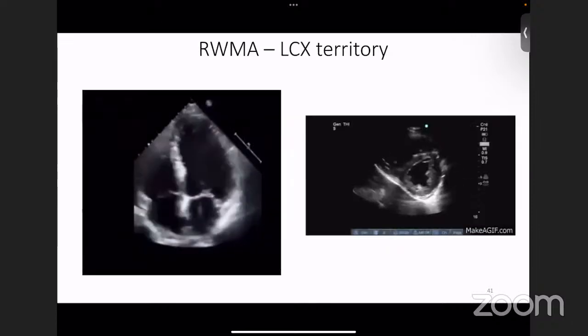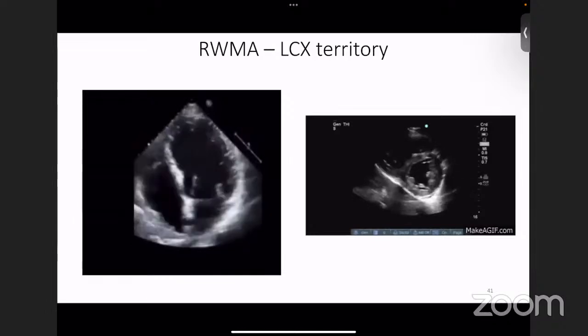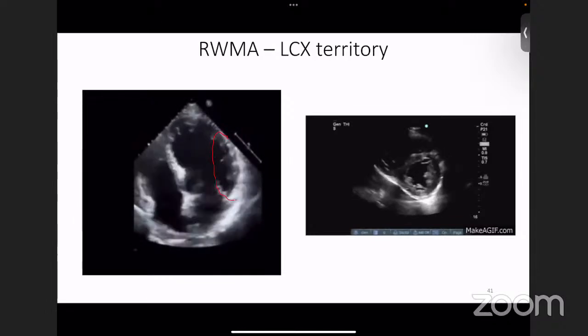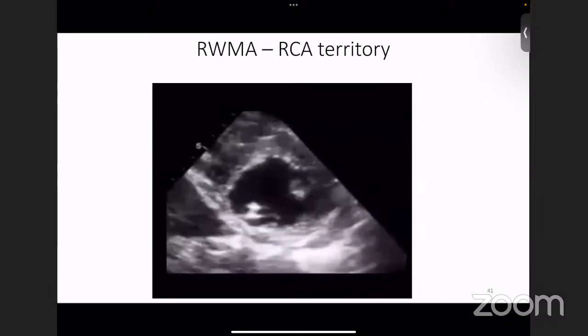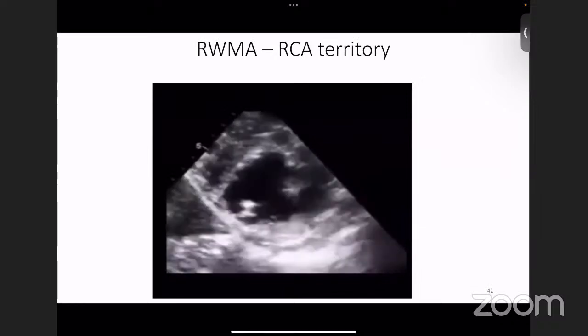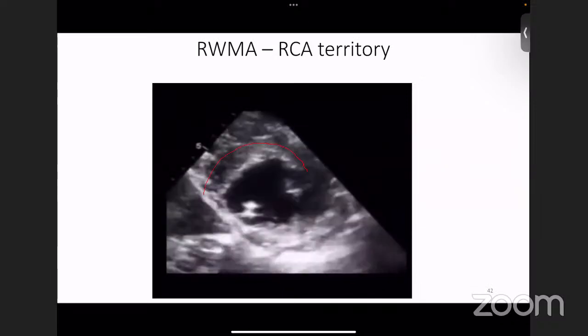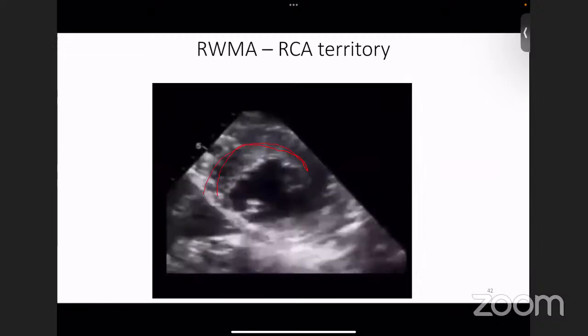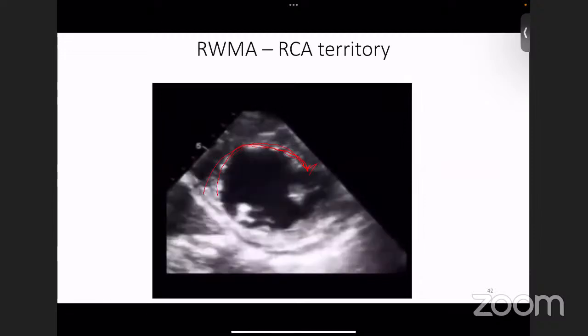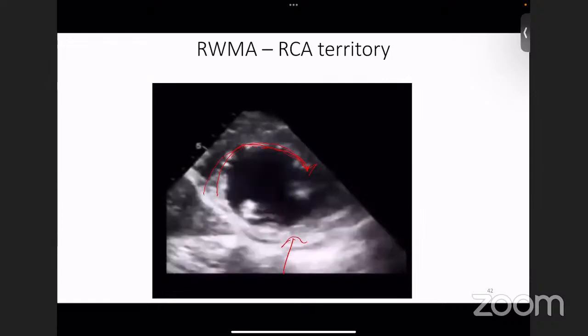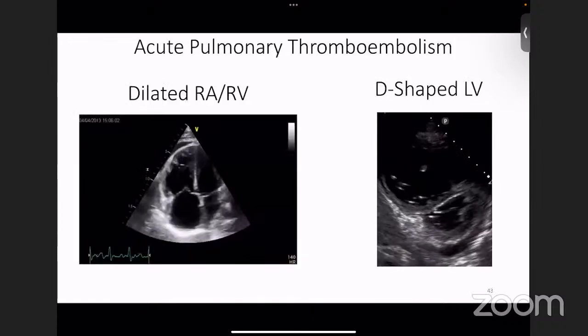Then this is a circumflex. See here, the lateral wall is not moving. There is a regional wall abnormality of the lateral wall, and similarly here, the anterior septum is moving and the inferior is moving, but the lateral wall is not moving. So that is the LCX territory, and this is the inferior wall. So you can see good LV contractions of the septum and the lateral wall, whereas the inferior wall is not moving. So this is the RCA territory.